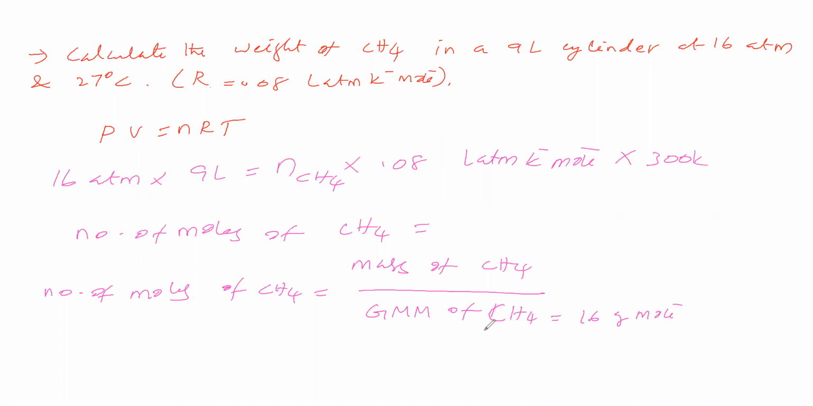Why? Because carbon atomic mass is 12. Hydrogen atomic mass is 1, and 4 times is there. 4 into 1 is 4, so hydrogen is 4. Carbon is 12. The sum is 16. So gram molecular mass of methane is 16 gram per mole.